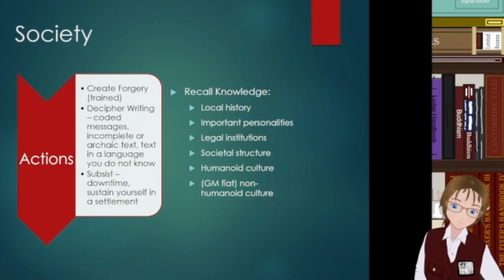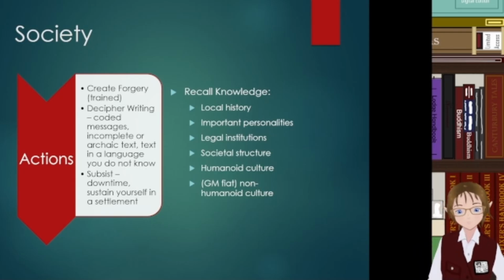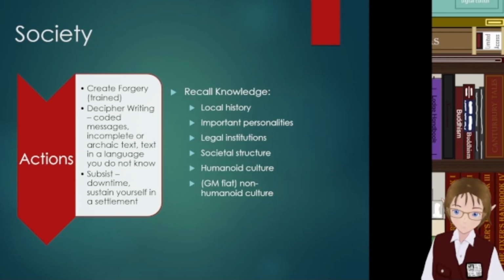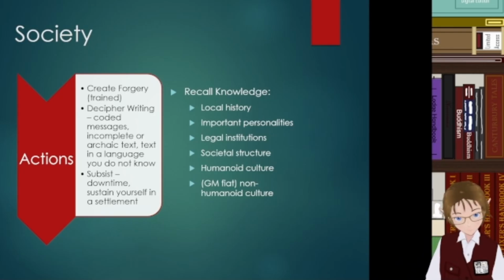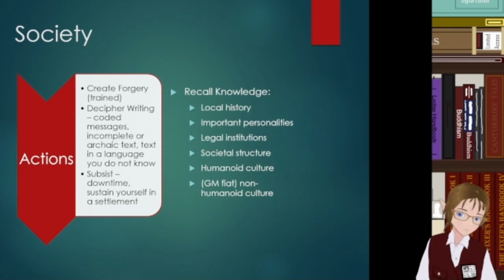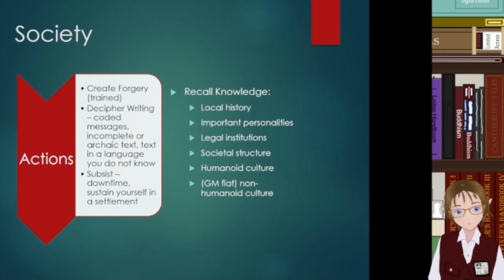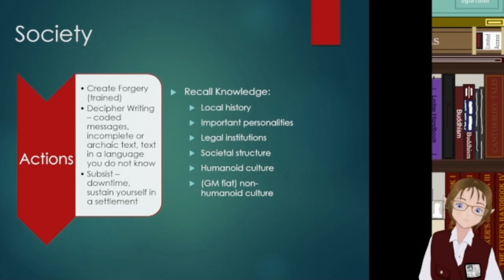Society is the final skill on here that has any relation to recall knowledge. Its actions are create forgery, which basically lets you fake a document. Like if you need to get past a bridge that you have to have a pass to get across, you can write a fake pass. Additionally, it has decipher writing, specifically for coded messages, incomplete or archaic text, or sometimes, rarely, text in a language that your character doesn't know. Basically, if you are trying to catch a spy, society is a very useful skill to have.